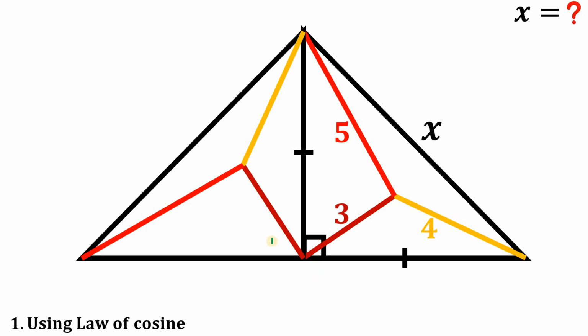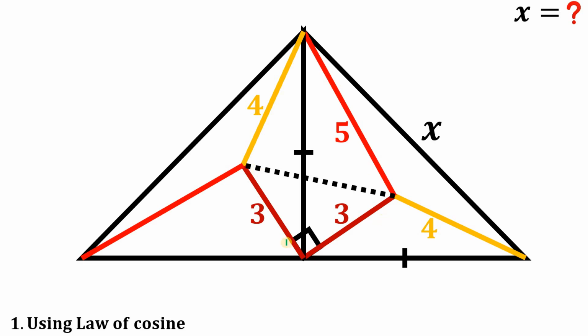Now from here, we know this segment is 3 units, this is 4 units, and this is 5 units. And also, we created a right triangle right over here. If you connect these 2 points, we created a right triangle because we flipped this figure, right?